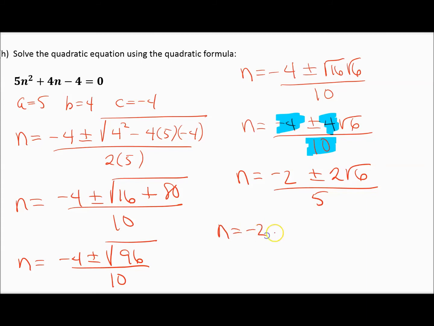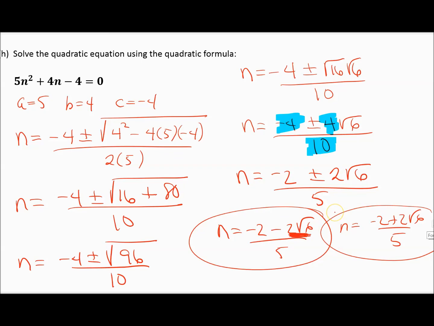Okay, so negative 2 minus 2 square root of 6 over 5. And negative 2 plus 2 square root of 6 over 5. You cannot add this negative 2 and negative 2 together or subtract because these are paired together and there is no separating that, okay? These are not like radicals. So this is your final two answers.